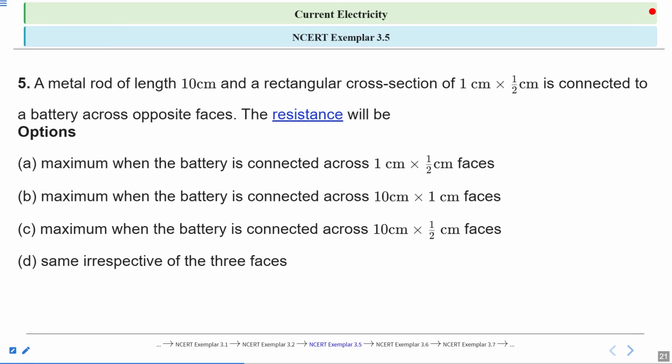Next question, NCERT exemplar problem 3.5. A metal rod of length 10 cm and a rectangular cross section of 1 centimeter into half centimeter is connected by a battery across opposite faces. The resistance will be: maximum when the battery is connected across 1 centimeter into half centimeter faces; maximum when the battery is connected across 10 centimeter into 1 centimeter faces; maximum when the battery is connected across 10 centimeter into half centimeter faces; same irrespective of the three faces.